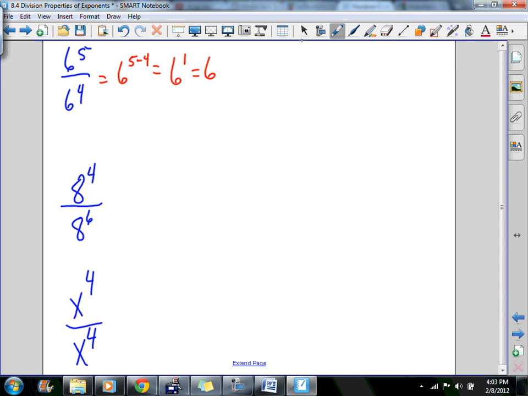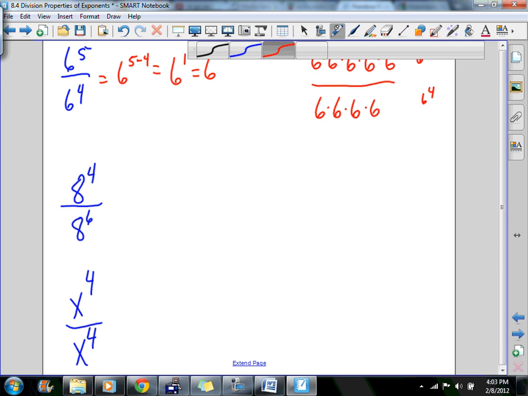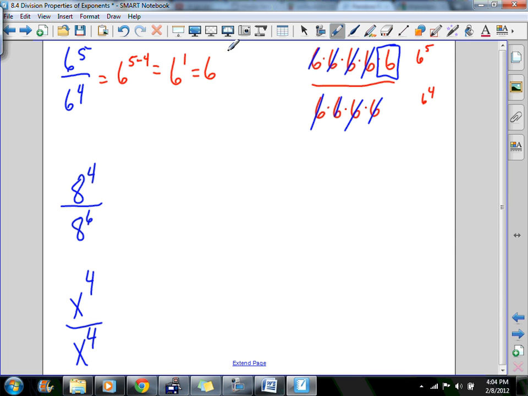And the reason why this is subtraction is actually pretty simple. On the top we did 6 times 6 times 6 times 6 times 6, 5 times, which gave us 6 to the 5th. And on the bottom, we did 6 times 6 times 6 times 6, which gave us 6 to the 4th. We can simply cross out values that are on the top and the bottom. So those two go away, those two go away, those two go away, and those two go away. And we're left with our answer of 6, which is what we got right over here. Okay, so that's why the division property works.